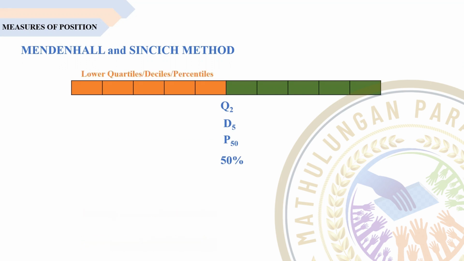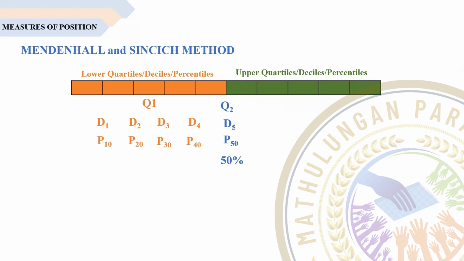Looking at the figure, makikita natin ang position ng lower and upper quartiles, deciles, and percentiles. Sa lower quartile, we can see the position of quartile 1. Sa lower decile naman ay decile 1, decile 2, decile 3, at decile 4. At sa lower percentile naman ay from percentile 1 to percentile 49 katulad na lang ng percentile 10, percentile 20, percentile 30, and percentile 40.